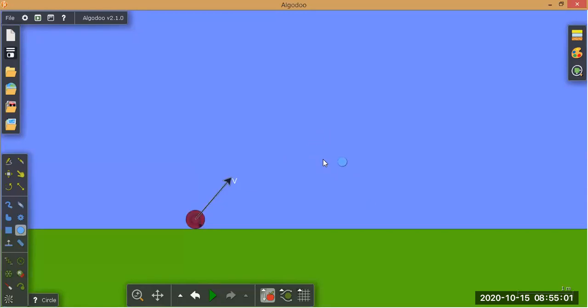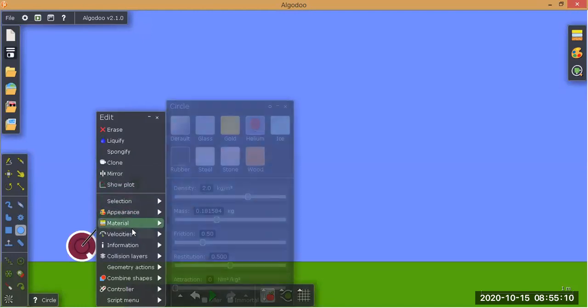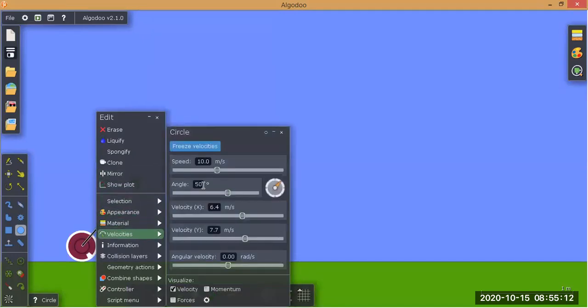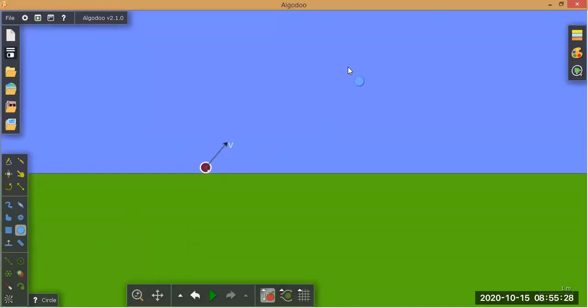Okay, so we are going to throw it with this velocity v, which is here, right? Right now I have set the angle to be 50 degrees. As you can see, I hope you can read it here. This angle is 50 degrees. So we are going to see what happens to its velocity as the earth attracts it and makes a projectile motion.